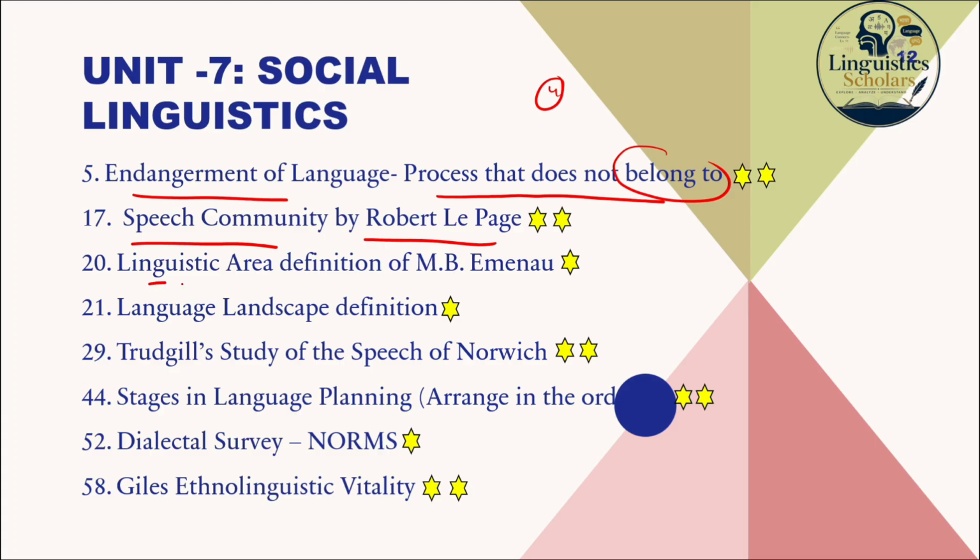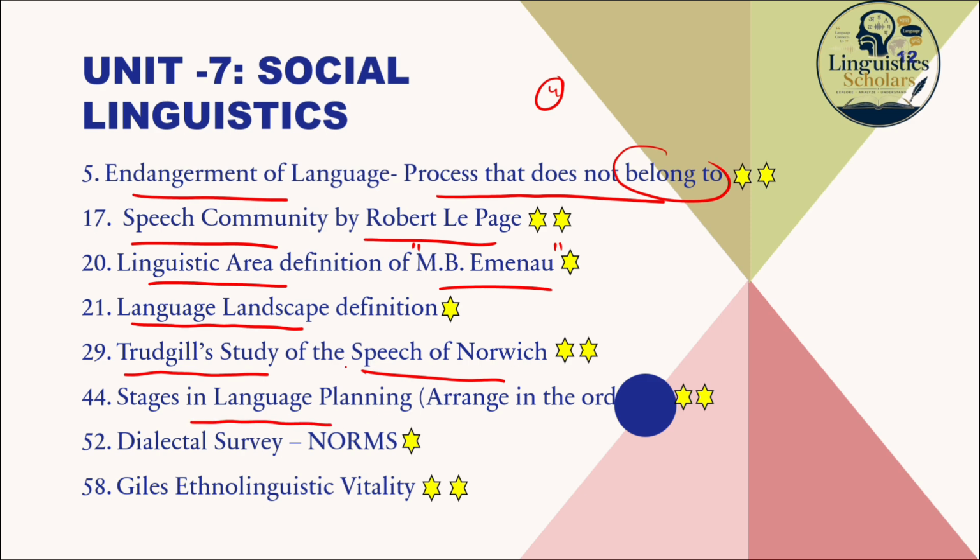And they have given the definition of a linguistic area, and we need to identify who proposed it. M.B. Emeneau, none other than. And they have given the definition of language landscape, and they have asked a question on Thorleif Gjerdsjø's study of speech of Norway, very famous concepts in sociolinguistics and well-known research.